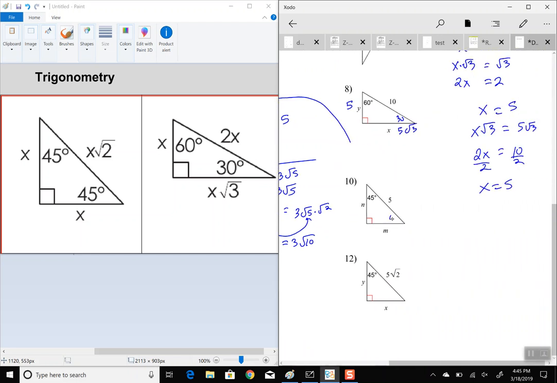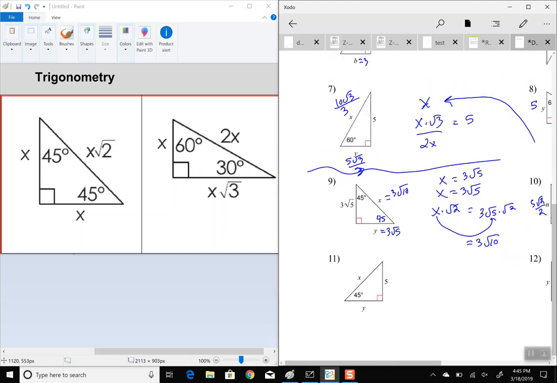This one again, I know I have a 45, 45, 90 triangle, so the ratio goes x times the square root of 2. So I was given the hypotenuse. This time I know the hypotenuse is 5. So to solve for x, I'm going to divide both sides by the square root of 2. That's what x must be, so I'm going to go ahead and rationalize it. Multiply top and bottom by the square root of 2. And you get 5 square root of 2 over 2, which is what x is. So that's these two sides. So 5 square root of 2 over 2 and 5 square root of 2 over 2.